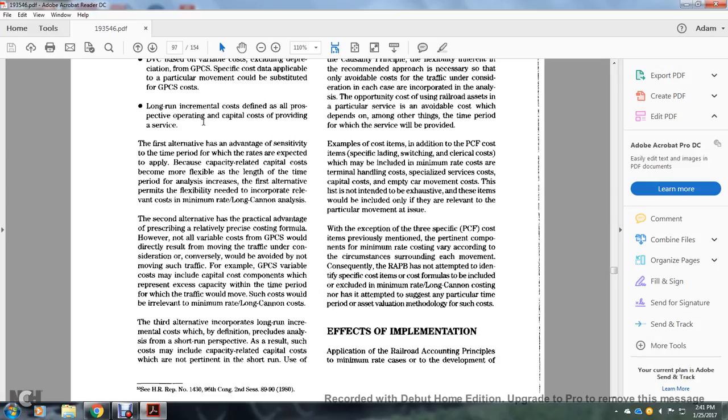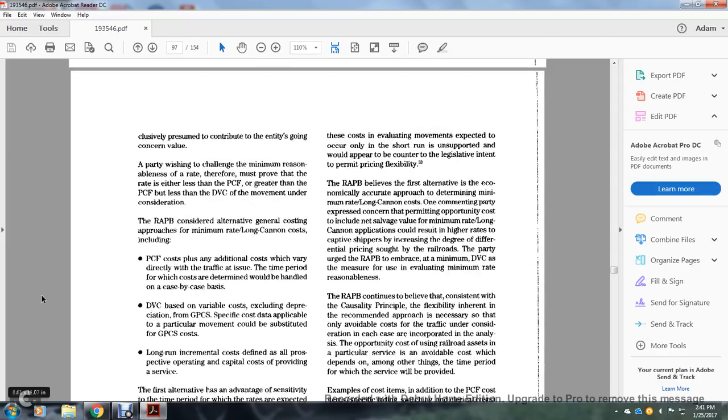For example, the general purpose cost system variable costs must include capital cost components which represent excess capacity for the time period for traffic that wouldn't be moved. Such costs would be irrelevant to minimum rate long canon costs. The third alternative incorporates long run incremental costs, which would preclude analysis from the short run perspective, as a result of capacity-related capital costs that are not pertinent in the short run. The cost of evaluating movements expected to occur in the short run is unsupported, but would appear to be in conflict with legislative intent to permit pricing flexibility.